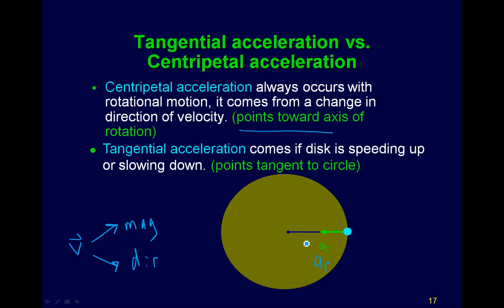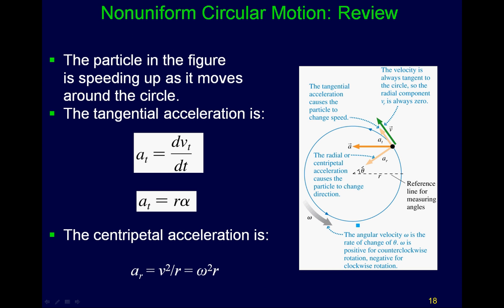It's sort of synonymous. Now the tangential acceleration comes if the disk is speeding up or slowing down. And that's a change in the magnitude of the velocity. And so that's if its speed is changing. You can have both of them depending on what's going on, but we'll talk more about this later. But sometimes you can have just centripetal acceleration. And so here's the book's definition of this. Again, we have this equation of how to relate tangential acceleration to the angular acceleration. And then here's how we write our centripetal acceleration in terms of v squared over r, or omega squared times r.